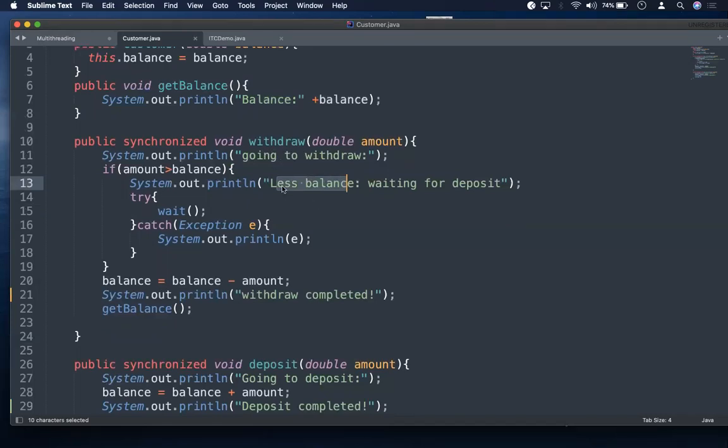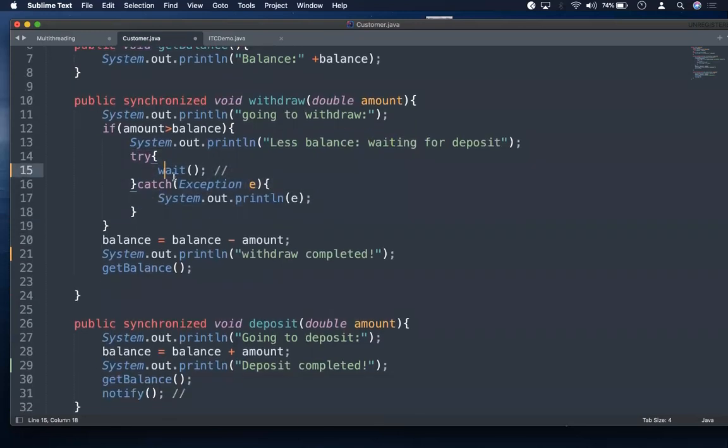Any thread that comes over here should wait for the deposit. So now we are calling the wait method. The wait method can be interrupted, so it throws InterruptedException, so we are keeping the wait method in a try-catch. Okay, so now it waits. Whenever it waits, what happens? The lock is available to another thread.